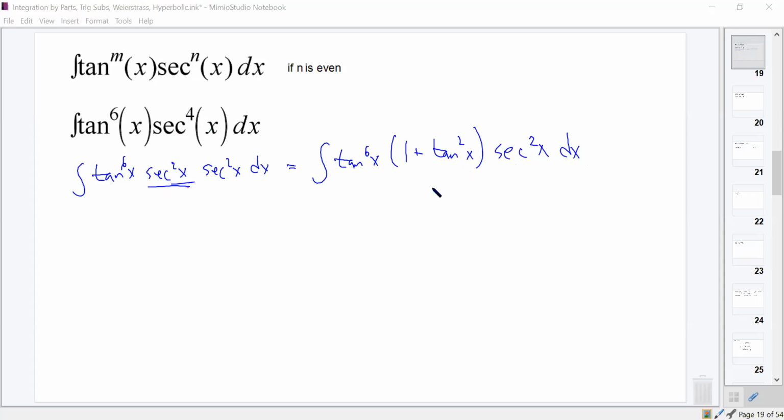So what do we want to let u equal? We'll let u equal, what should u be?